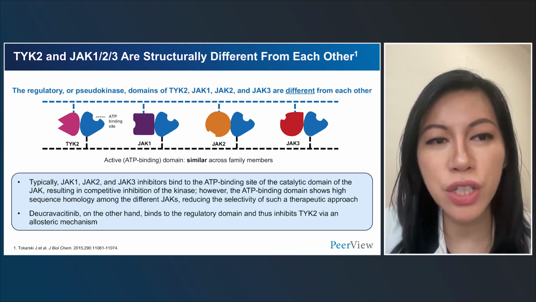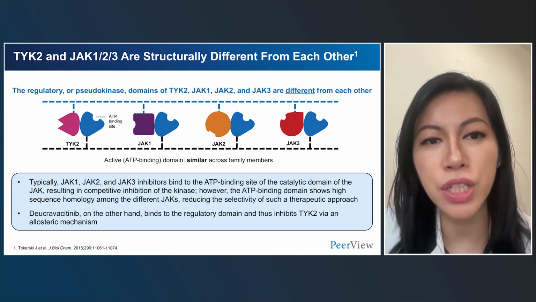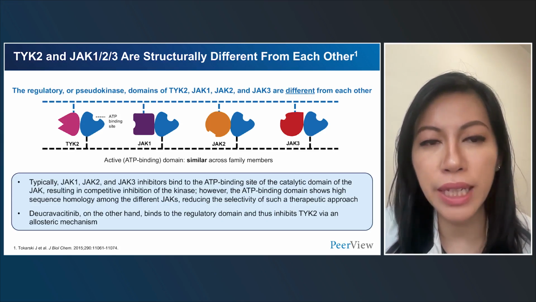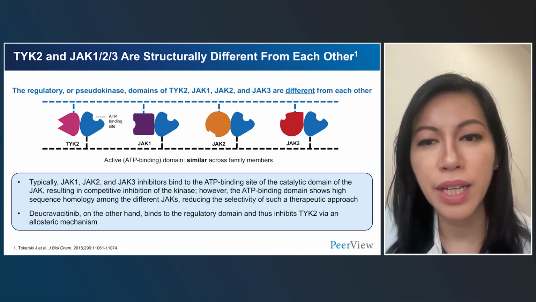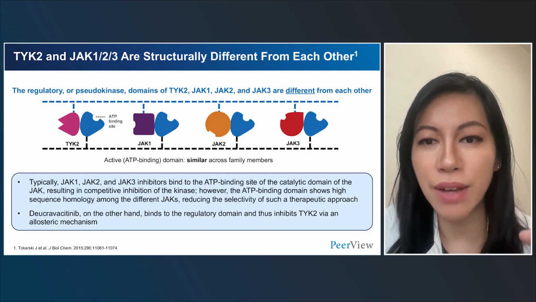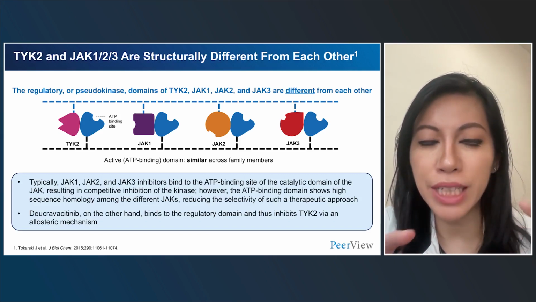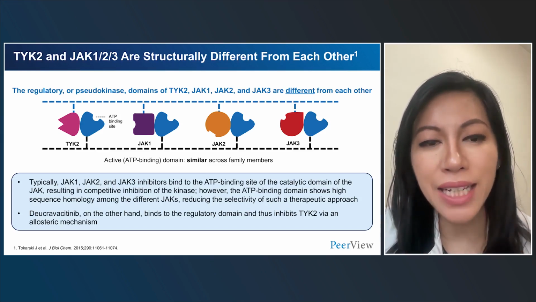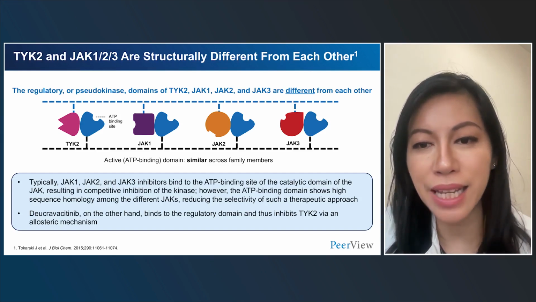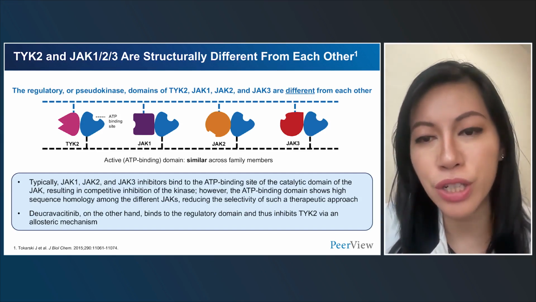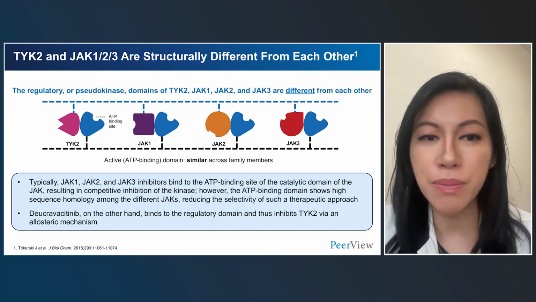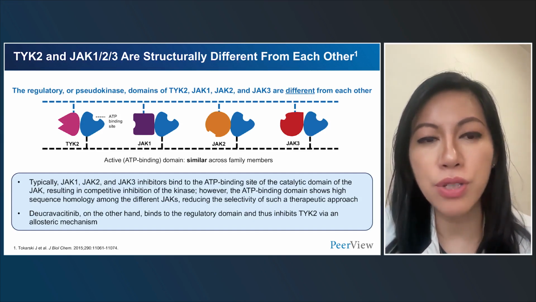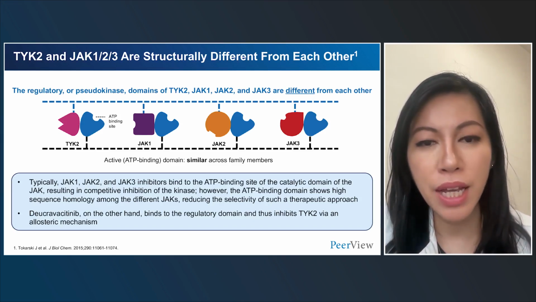Now let's zoom into TYK2 and really think about how TYK2 is different structurally from JAK1, 2, and 3. So what you will notice is that in this depiction, all the members of this family have the active site. So when we're looking at each member, it has essentially two different domains. They have an active domain, which is the ATP binding site. And you'll notice they're very structurally similar to each other because they all bind the same substrate, ATP. However, they also have a pseudodomain, which is to the left.